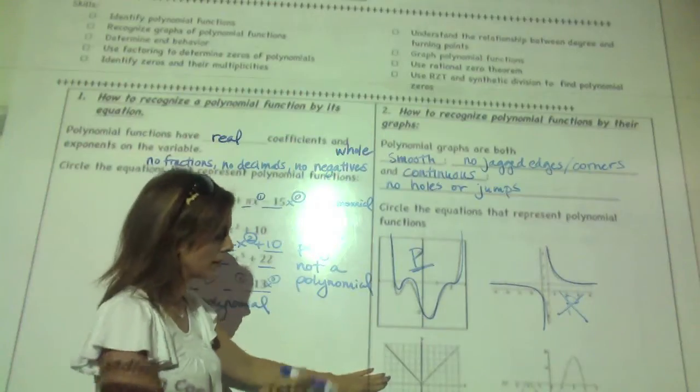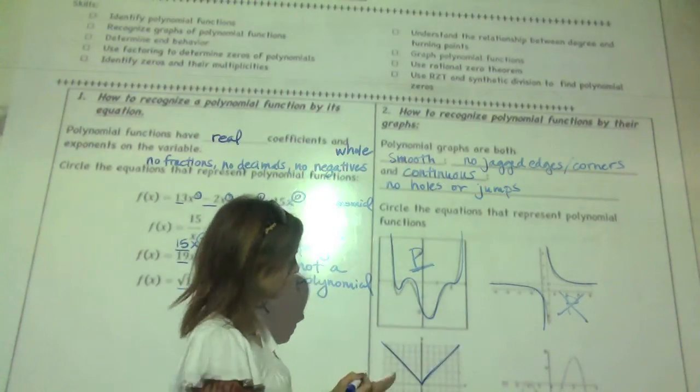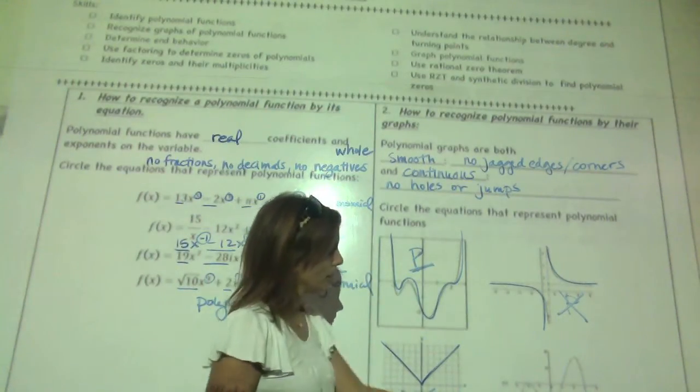Okay, how about this one? Straight down, straight up. Looks like a corner to me, so this is not a polynomial. This one.